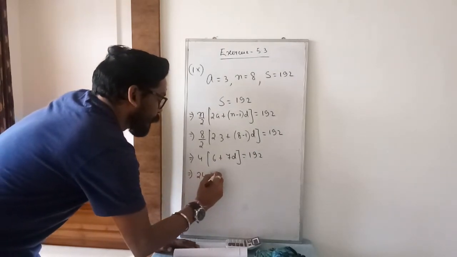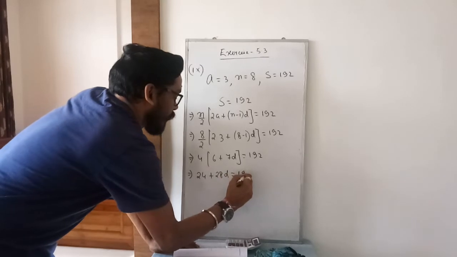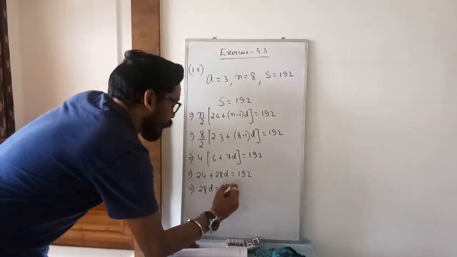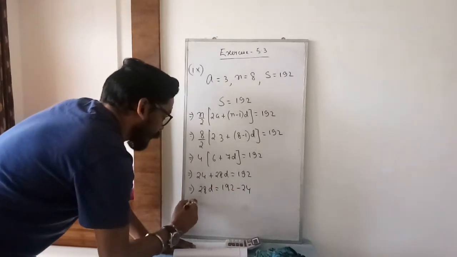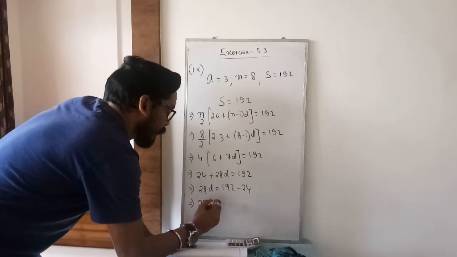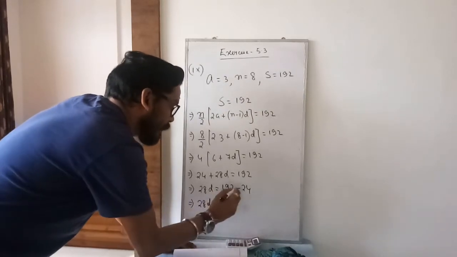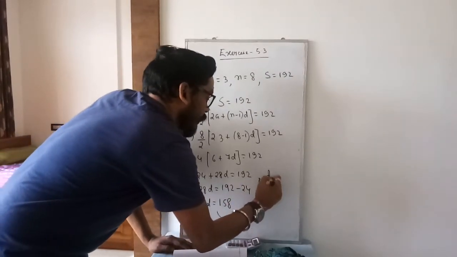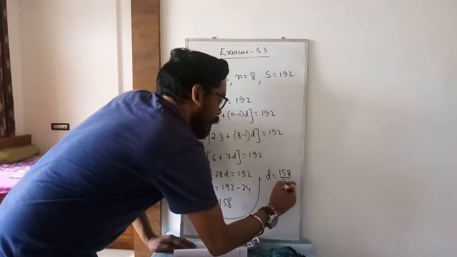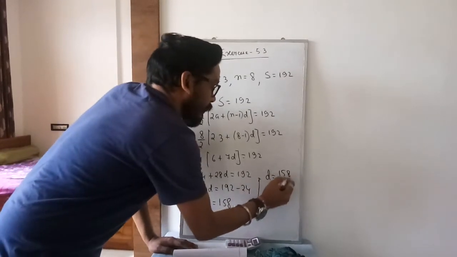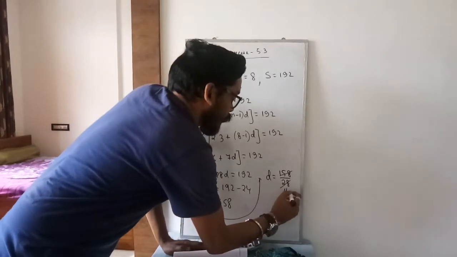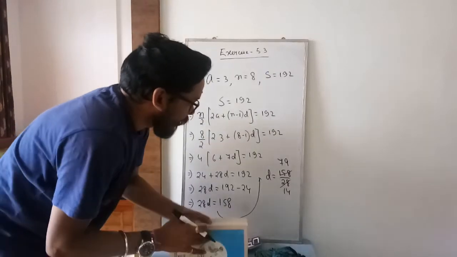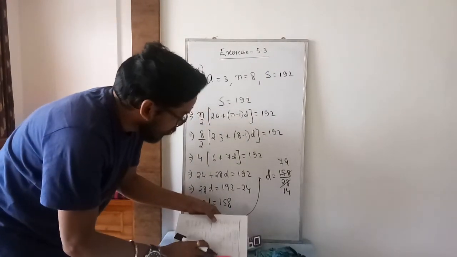Multiply it. 4 times 6 is 24, 4 times 7 is 28. So 28d plus 24 equal to 192. So d equal to 192 minus 24 by 28. Then 12 minus 4 is 8, 7 minus 2 is 5, it is 158. Let me write it here: d equal to 158 by 28. If you cancel it, 2 ones are 2, 2 fours are 8, 2 sevens are 14, 2 nines are 18. More you can cancel, 79 by 14. Let me check the answer.